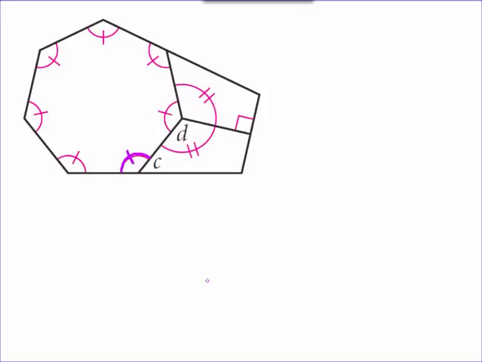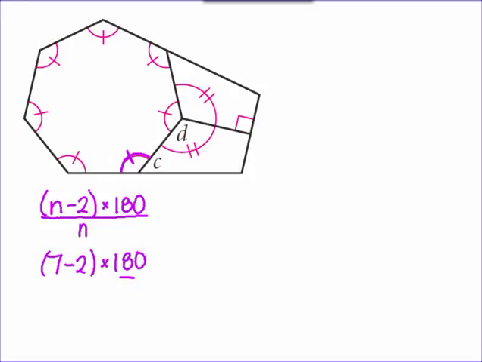So now, I need to find the purple angle. What I need to do is use the formula (n minus 2) times 180 divided by n. So (7 minus 2) times 180 divided by 7. And what does that come out to be? Go ahead and give it to me to the nearest hundredth, please. 128.57? Yep. Okay.